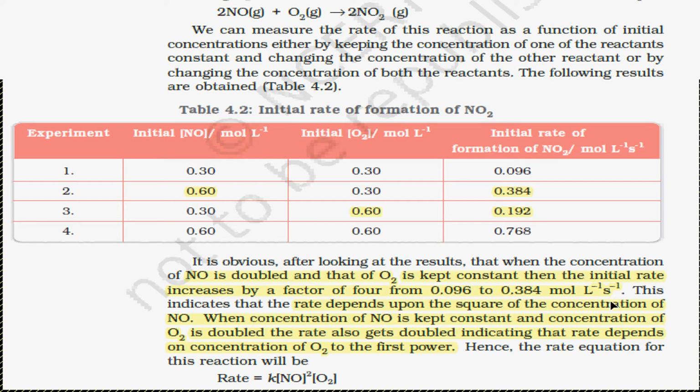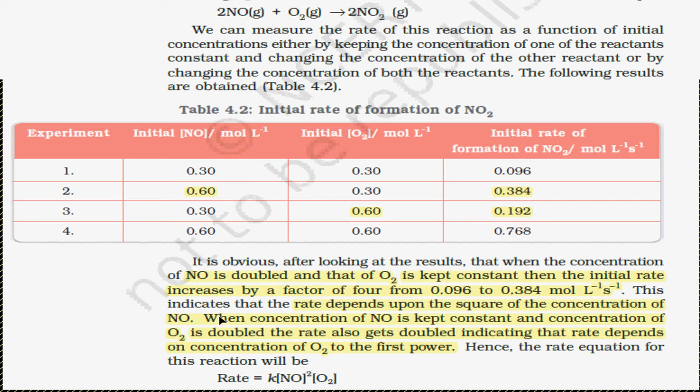We get the initial rate increasing by a factor of 4, from 0.096 to 0.384 mole per liter per second. So here you can see it increases by 4 times. When you multiply this by 4, you get this value. This indicates that the rate depends upon the square of concentration of NO. That is, rate is proportional to concentration of NO raised to 2.